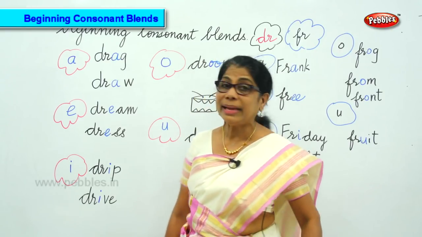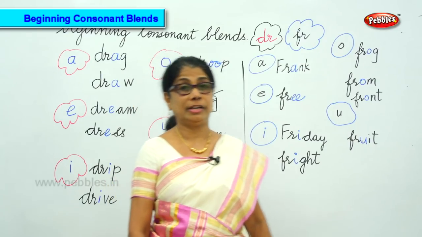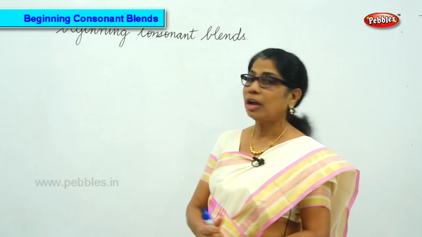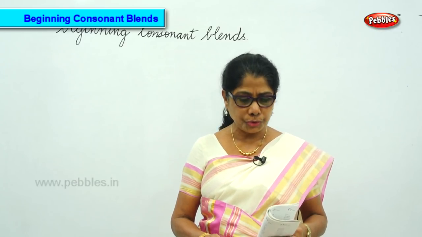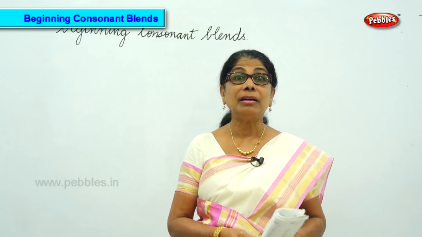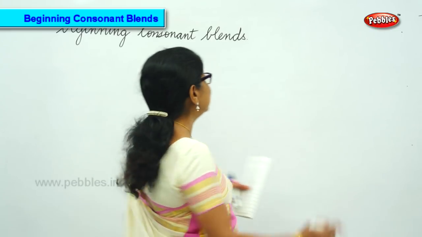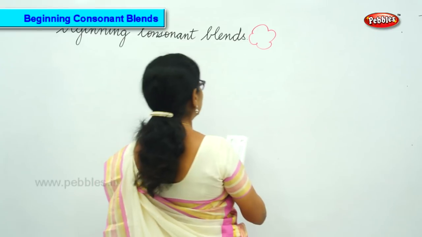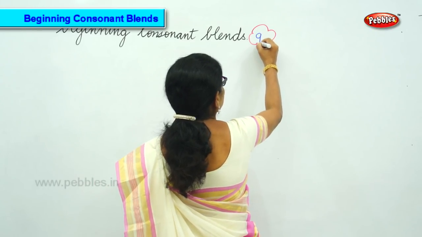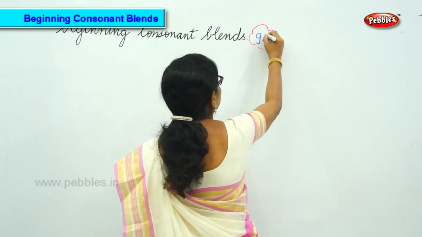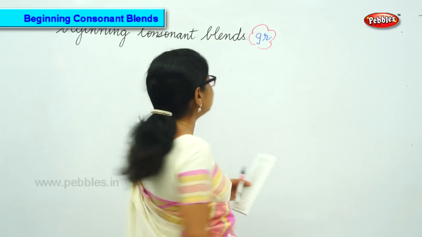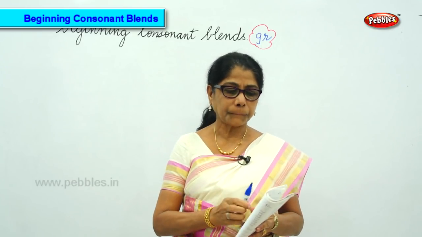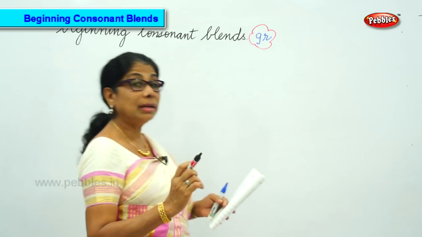We have done the beginning consonant blends dr and fr, the first sounds being strong. We will do some more beginning consonant blends. And the first blend we are going to do is G and R. Gr. You say grapes, isn't it? So we are going to do a blend G and R. Two sounds together. Okay. Now, let's look at it. The sound is gr.